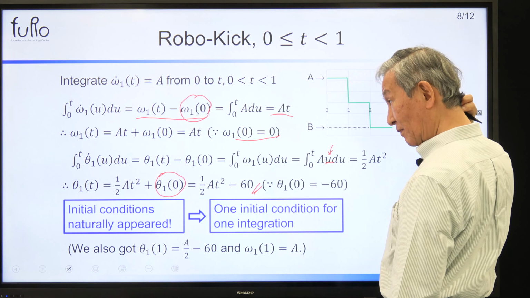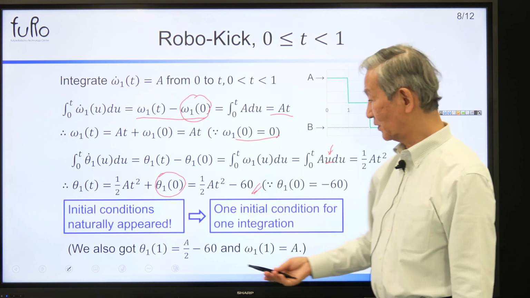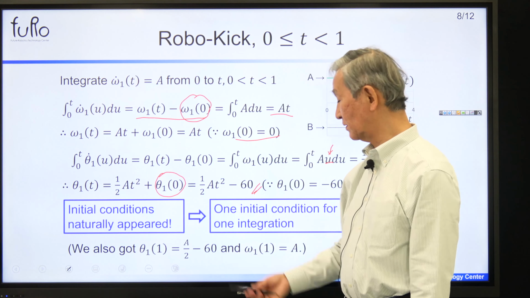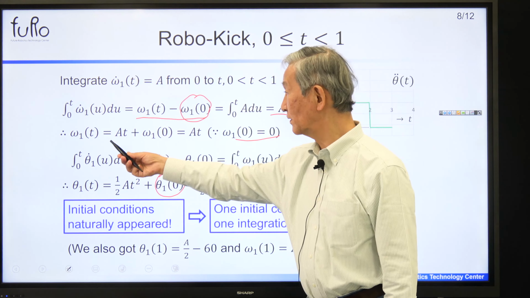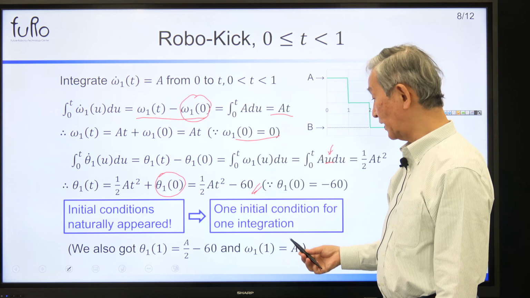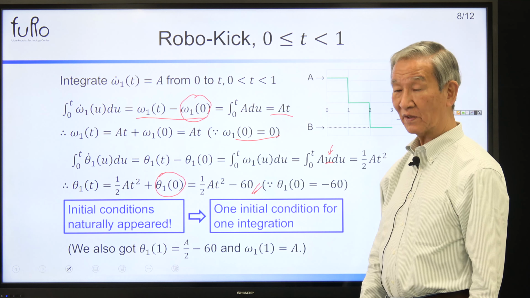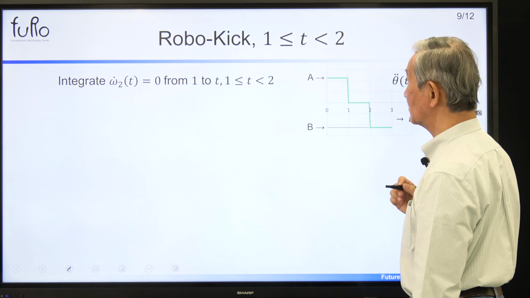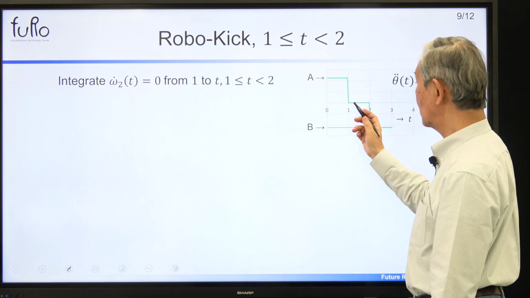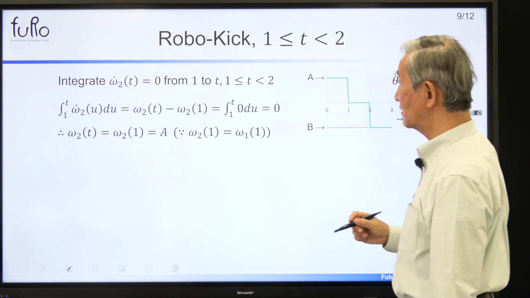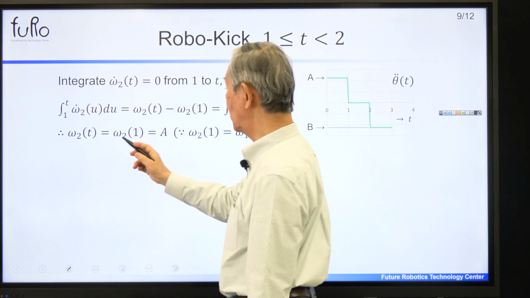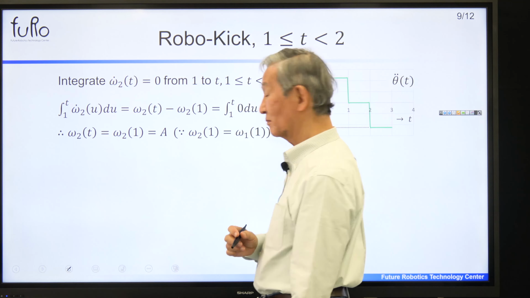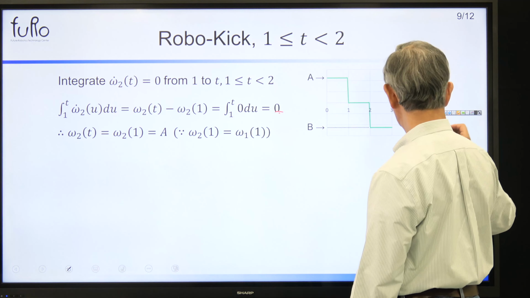Okay. At the same time, we also get theta 1 at 1. You put 1 in here, so 1/2 A minus 60. And omega 1 of 1, which is A times 1, that's A. Why? Because you need those conditions in the second interval. So in the second interval, the acceleration is equal to 0, so it's very easy: omega 2 of t is omega 2 of 1 plus 0. So that's A. Same speed.